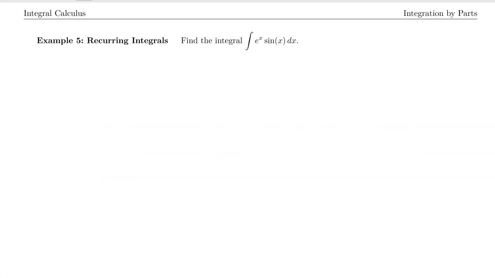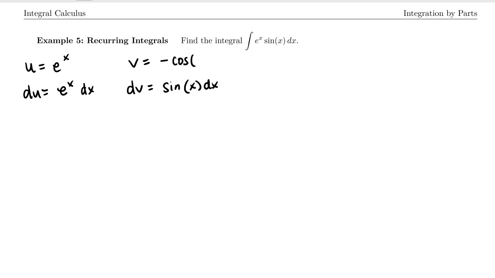Example 5 asks us to find the integral of e to the x times sine of x dx. So here I'm going to set u equal to e to the x, then du is going to equal e to the x dx, and then dv we'll let equal sine of x dx, and then if we integrate that, we get v equals negative cosine of x.